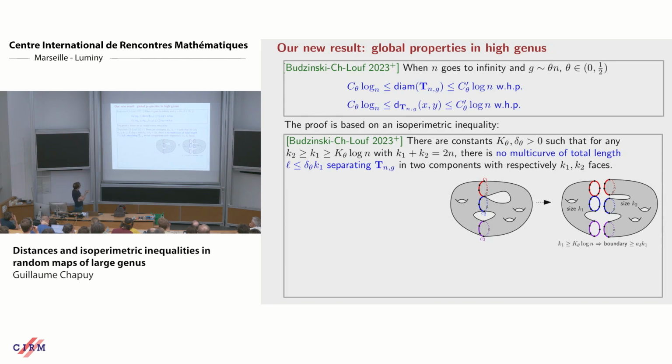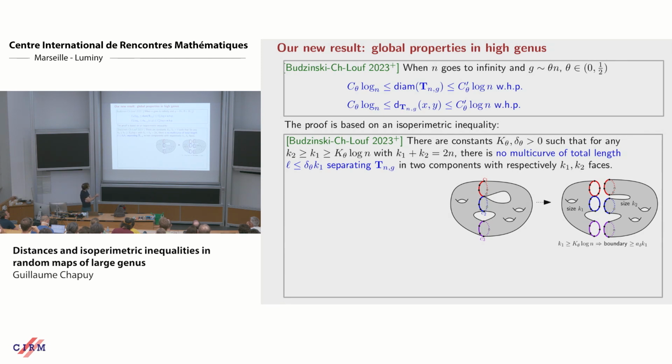So this is the second result. It goes like this. You have constants k and delta, such that for any k1, k2 that sum to 2n, so you take two numbers, k1 and k2 that sum to 2n, you just want that they are not too small. So the smallest of the two, which is k1, is at least k log n. Okay. So if k1 is less than k log n, I cannot tell you anything. But if your two numbers are larger than k log n and sum to 2n, there is no multi-curve of length L smaller than delta k1, which separates the triangulation in two components of size k1, k2.